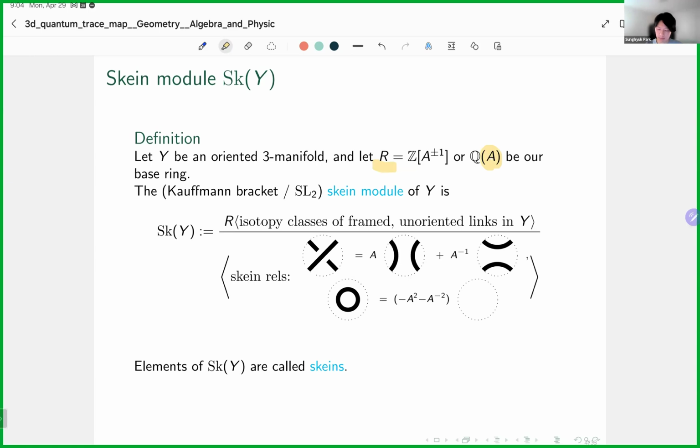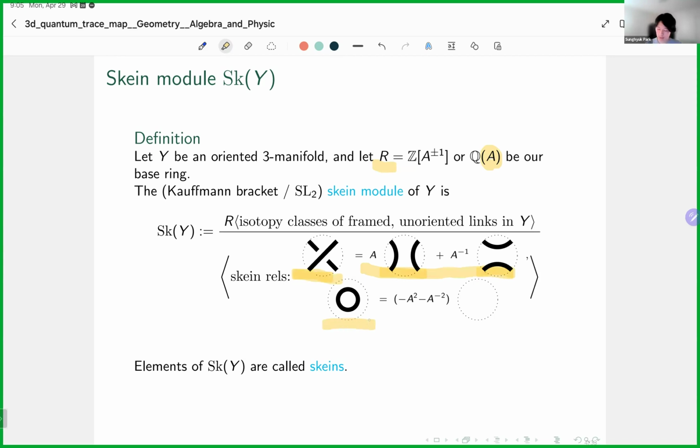So first we take the free R module spanned by all isotopy classes of framed unoriented links in Y. We mod out this free R module by these relations that I wrote down. They're called skein relations. So what do these relations mean? Whenever we have a triple of framed unoriented links in Y that looks exactly the same outside of a small ball, where inside a small ball, the triple looks exactly like this triple, say this one, then the linear combination of the second two taken exactly in this way is identified with the first one.